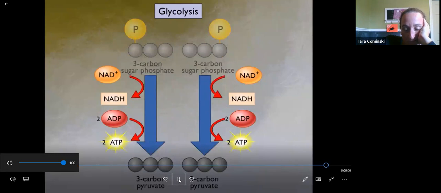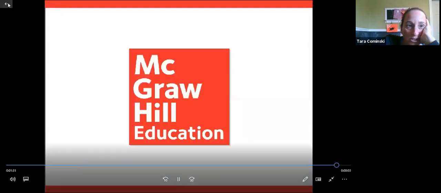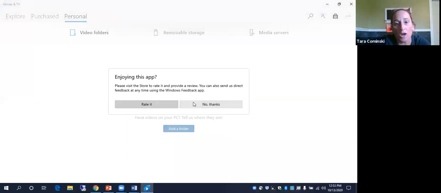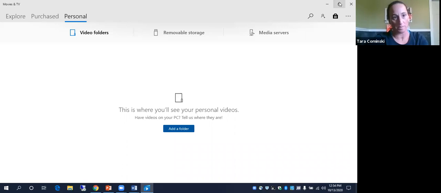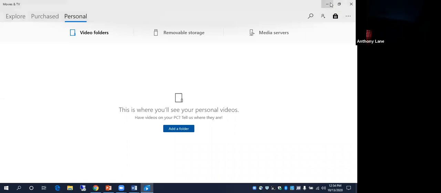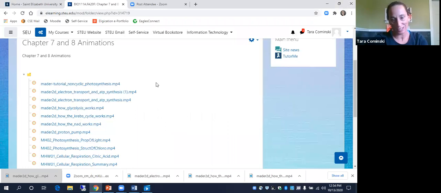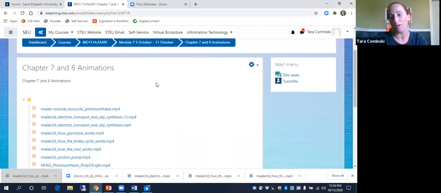All right, so that was just an example of one of the animations that's there. It mentioned at the end aerobic versus anaerobic. So what does it mean when we say aerobic? It uses air or oxygen. Oxygen, yeah. So aerobic means when oxygen is present, or that it can utilize oxygen. Anaerobic, right? No oxygen is around.